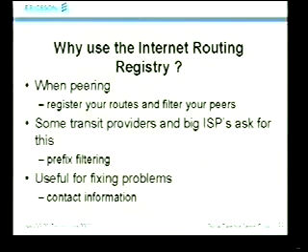Okay, why use the Internet Routing Registry? Well, when you're peering, probably what you have to do is register your routes, filter your peers. Some of the big transit providers and big ISPs ask for this. They filter everything that they don't recognize. And it's useful for fixing problems with some contact information there. So if anything on your side breaks, you're not the last to hear about it. Somebody can tell you or tell the right people in your organization what's gone wrong and what should be fixed. So there are some good reasons to do this.